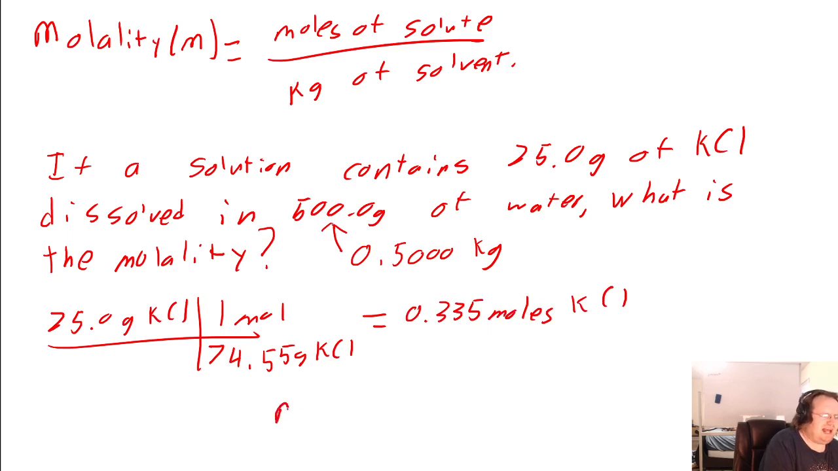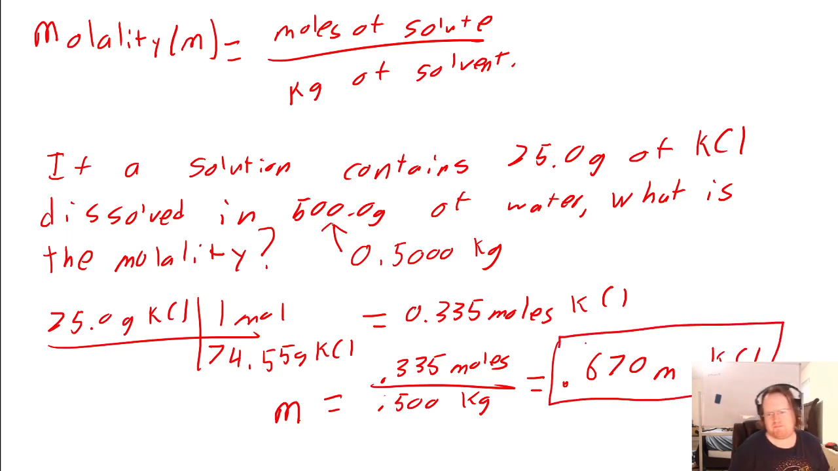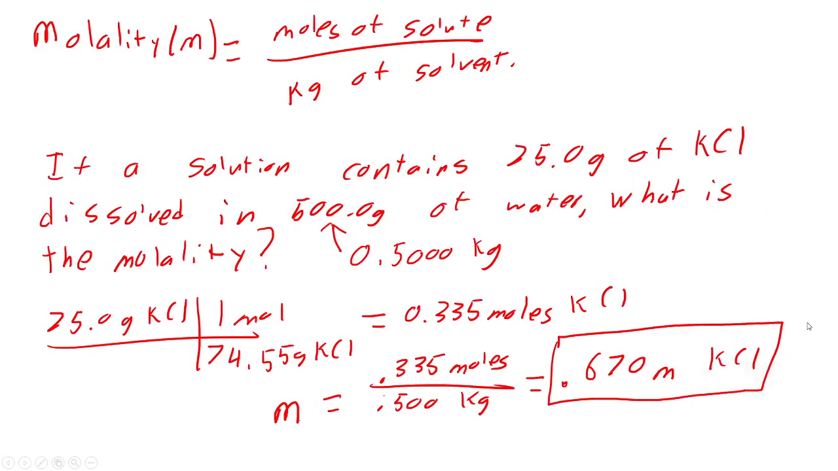So to find the molality, we're going to do 0.335 moles per 0.500 kilograms. And from there, we're going to get 0.670 molal of our KCl. So that's how concentrated our solution is.